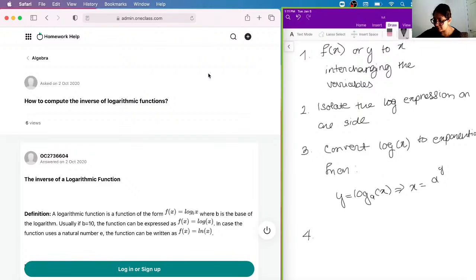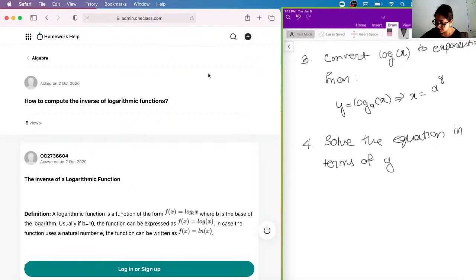The fourth step would be to solve the equation in terms of y. Okay, so you would have to find the y to get its inverse. And then lastly, the last step would be to replace y by the inverse function notation, which is f inverse of x. So this is how you write the notation for an inverse function.